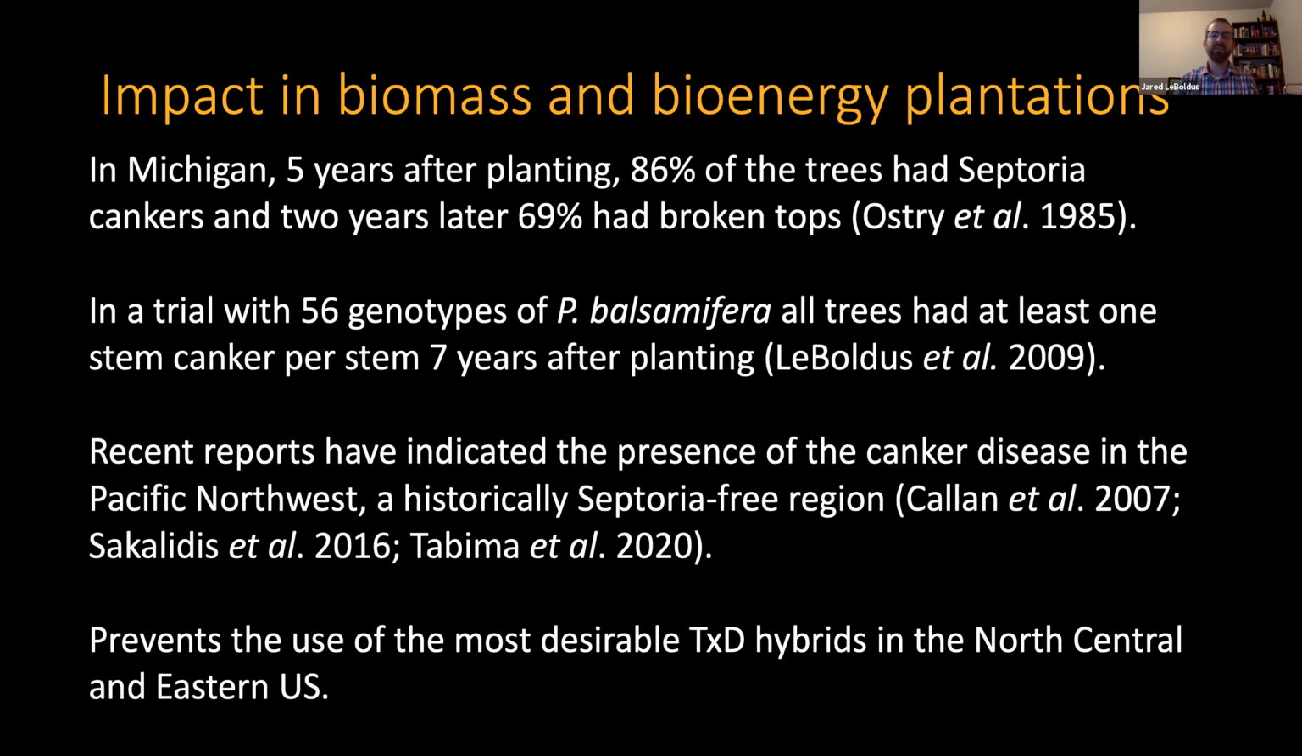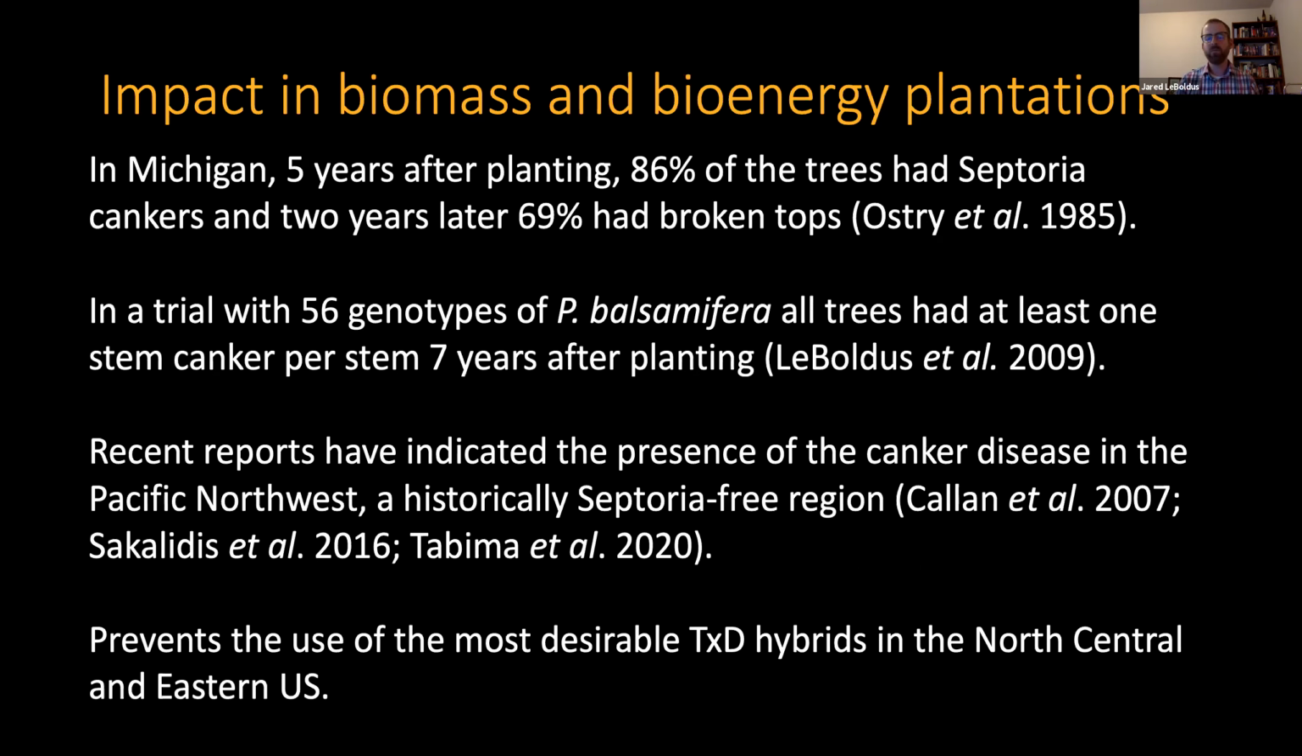So this is just to give an idea of some of the impact that this disease has. So one plantation in Michigan, 5 years after planting, 86% of the trees had Septoria cankers, and 2 years later, 69% had broken tops. So these plantations need to be in the ground for about 20 years in order for them to be productive and return on the investment. And as you can see, if most of the trees are dead within 7 years, that's not really going to work. Another example, in a trial with 56 different genotypes of balsam poplar, at least one had stem cankers 7 years after they'd been planted. So it's a significant problem.